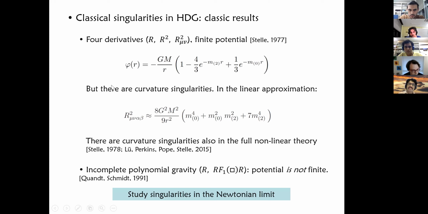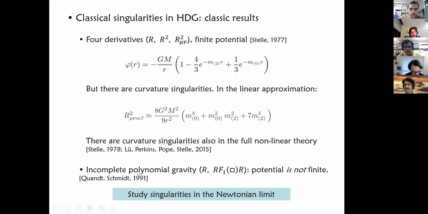And these calculations are all in the linear regime. You can also go to the nonlinear regime. This is much more complicated, and was done by Stelle and collaborators. I think maybe he's going to talk about that today, but there are still curvature singularities.